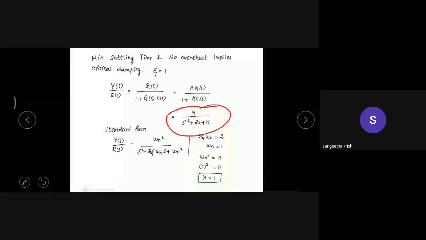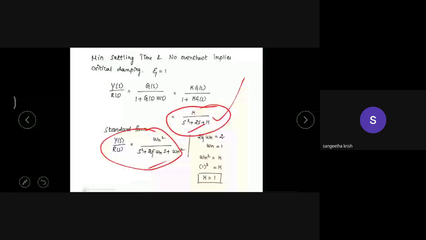And we know the well-known formula for the second order system. For any second order system, the transfer function should be in the form omega n square divided by s square plus 2 epsilon omega n into s plus omega n square, where omega n is the natural frequency and epsilon is the damping ratio. By comparing the standard form with the obtained form, the coefficient of s is 2 epsilon omega n, which is 2 here. Since it is critical damping, epsilon is 1. Substituting epsilon equal to 1, I get natural frequency equal to 1 radian per second.